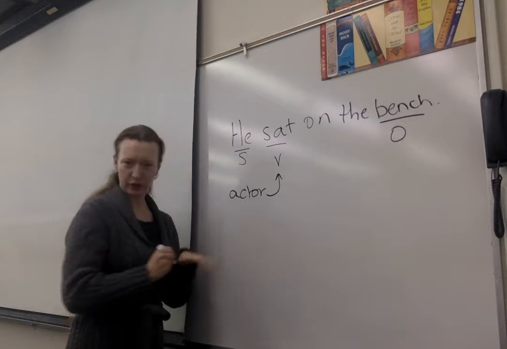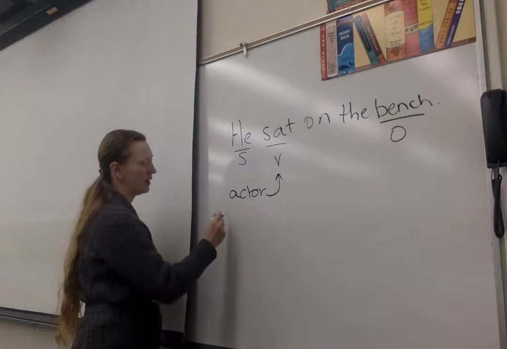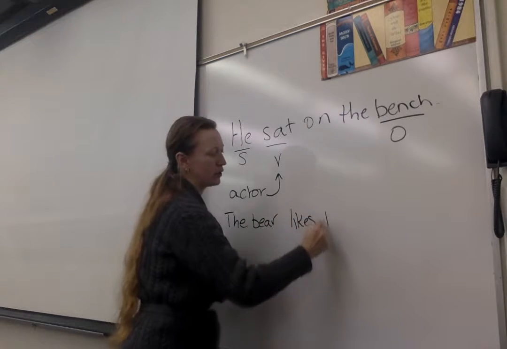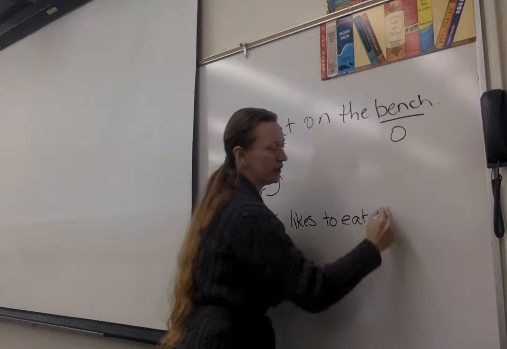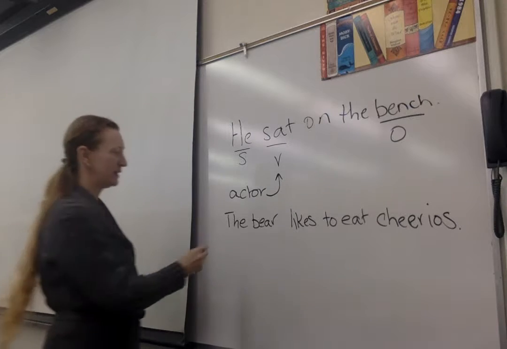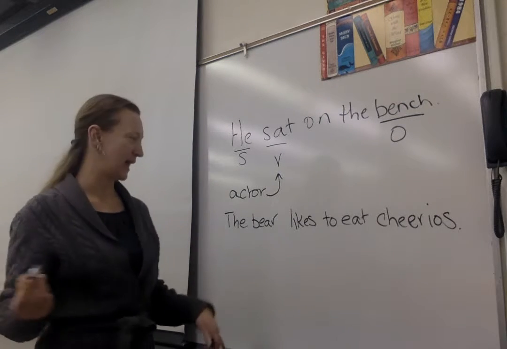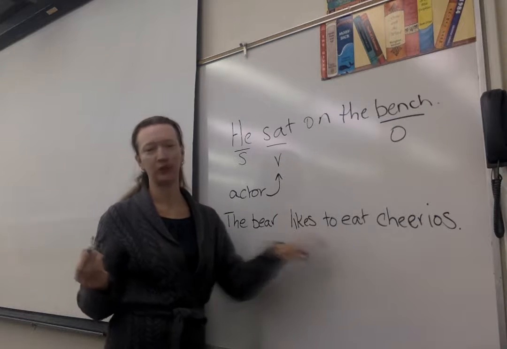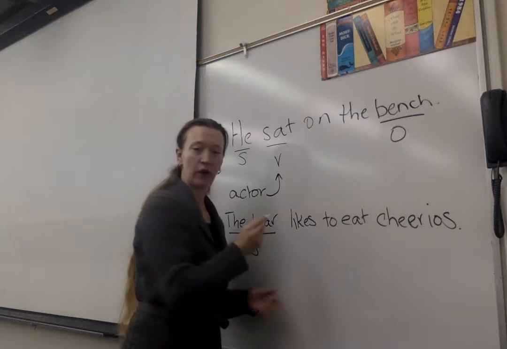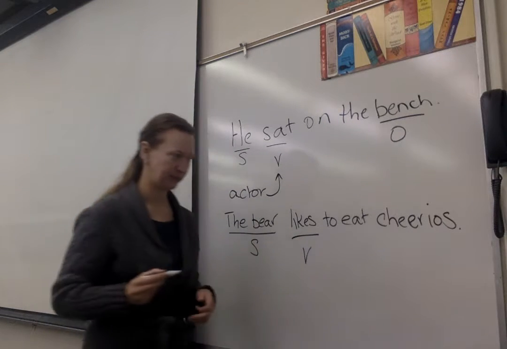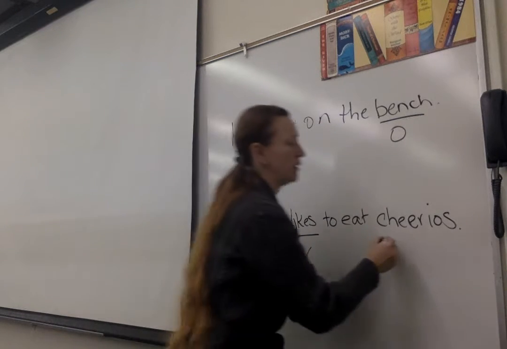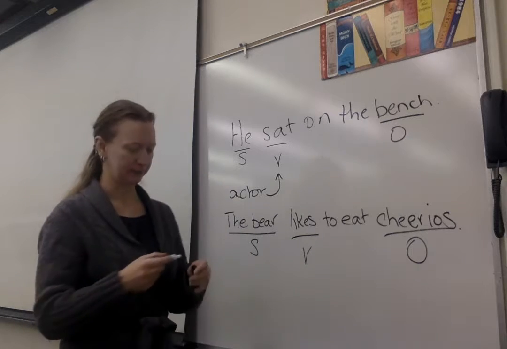So let's do another example. So let's say the bear likes to eat Cheerios. Right. The subject in this sentence is the item performing the action, and so the bear is what likes to eat, right? So the bear would be our subject, and our verb would be likes. And the object of our sentence would be, well, what does the bear like to eat? It likes to eat Cheerios. The Cheerios are what is eaten.